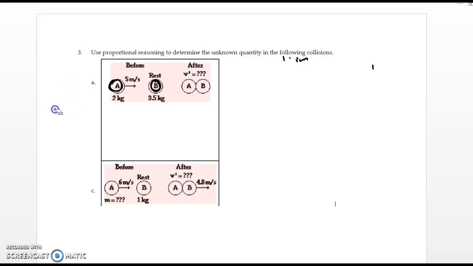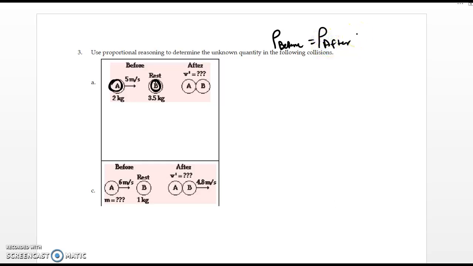Hey guys, so there were a few questions on the packet regarding the last problem. This is number 3 from the packet that we did in class. Again, we're looking at the conservation of momentum. So any momentum before a collision is going to equal any momentum after.